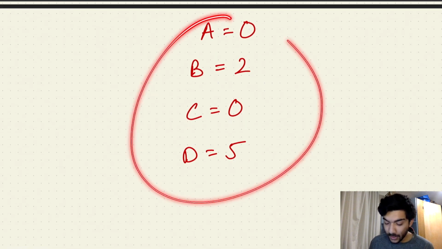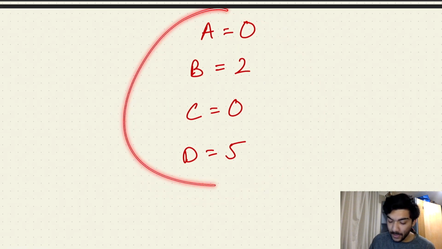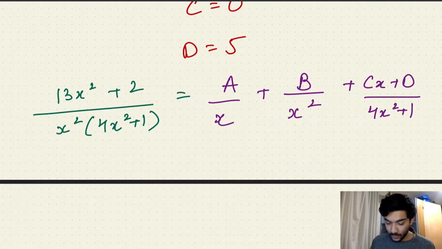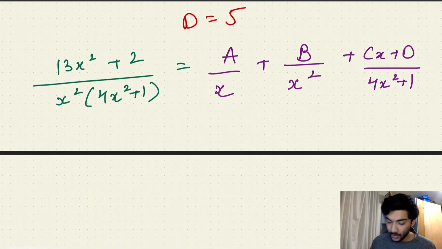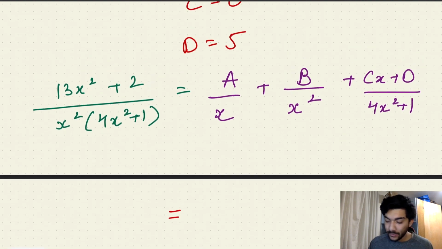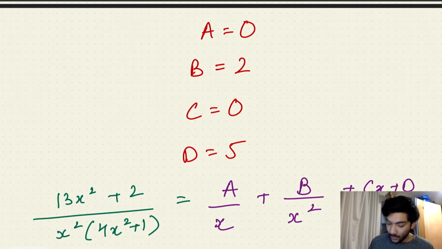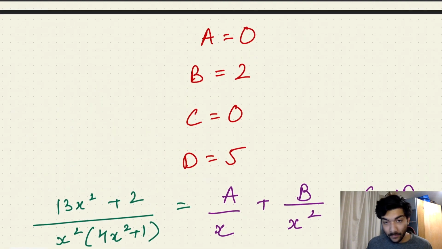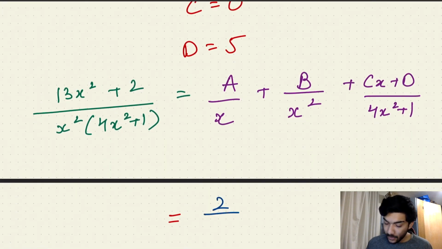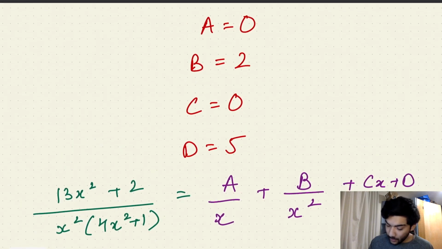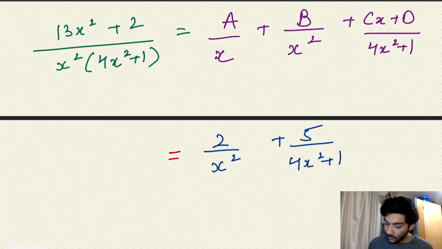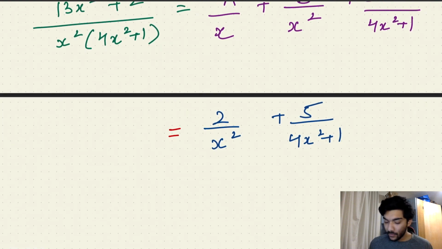And now if you do that, you'll basically get the values of a, b, c and d to be these values over here. So now you can easily convert this expression, since you know the values for a, b, c and d. The value of a is 0, so you will not have a 1 by x term over here. Your b is 2, so it would be 2 upon x². Your c is 0, d is 5. So the second term would be 5 upon (4x² + 1) over here.